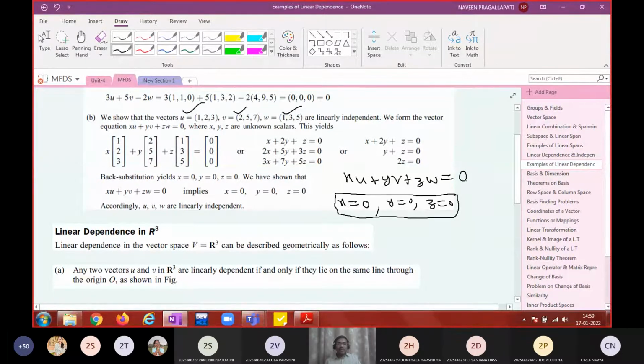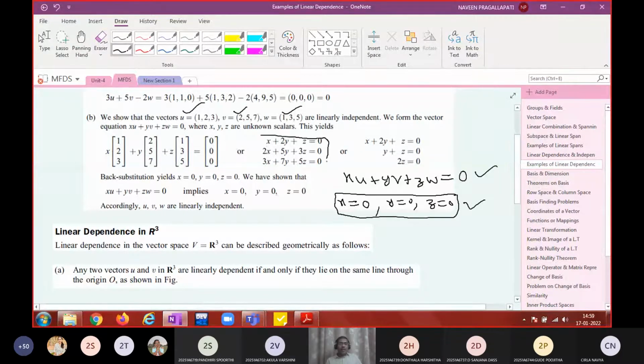Whenever this happens only when x equal to 0, y equal to 0, z equal to 0, that means u, v, w are linearly independent. How can I show that? You take this linear combination, x into u plus y into v plus z into w, and this is nothing but x plus 2y plus z must be 0, and 2x plus 5y plus 3z equal to 0, and 3x plus 7y plus 5z equal to 0. So the linear combination of three vectors equal to 0 is actually nothing but a homogeneous system of linear equations. Can you see that?